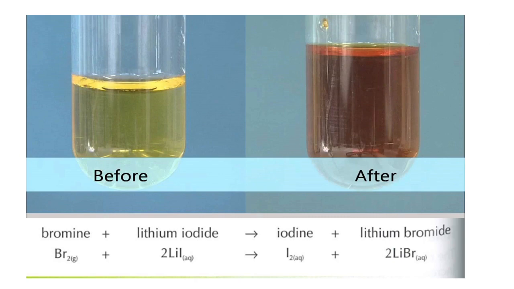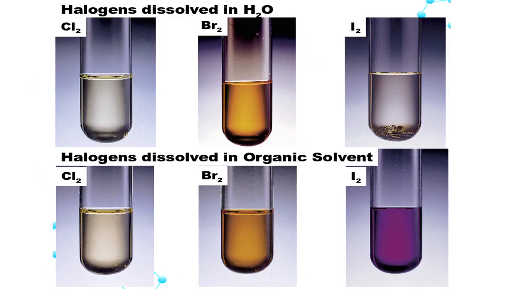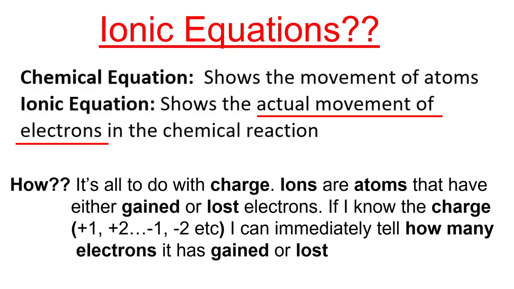Now, and here's some pictures. So chlorine, not too much color. Bromine's kind of orange, and I like and probably go for purple for iodine. Now, ionic equations. This is really higher level only, okay?